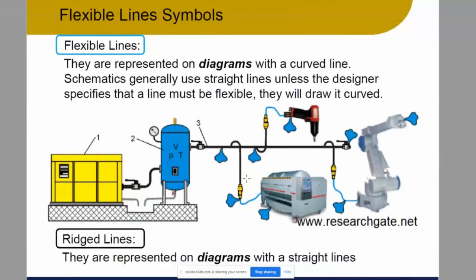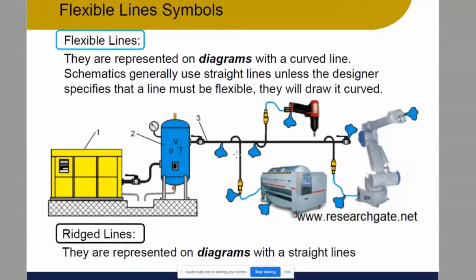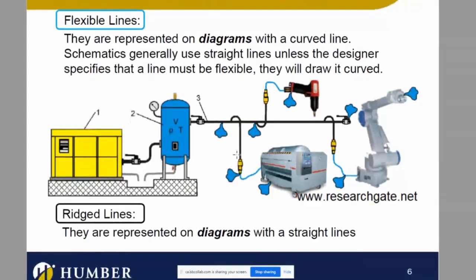Over here, same situation. This is a diagram. This is a pneumatic diagram. It's not a pneumatic schematic. And it tells you that this is a flexible line. So when you're doing this, that's the difference between a hard line and a flexible line. And you know that if it's drawn straight, it's a hard hose. So you have to think about that when you're designing stuff, when you're going into pneumatics.